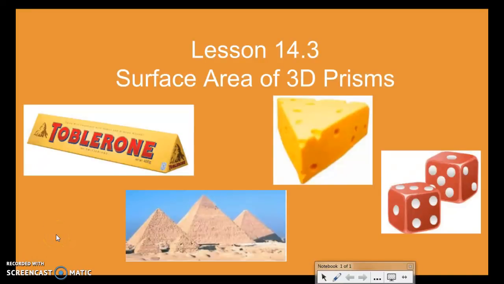Today I'll be discussing surface area and how to find surface area on a 3D object. So let's go ahead and get started.